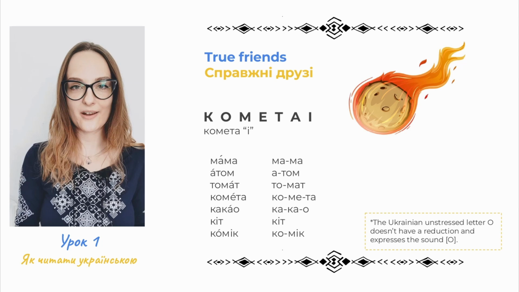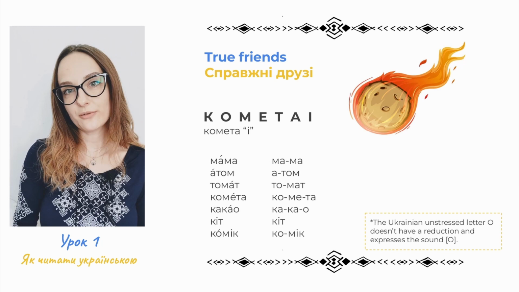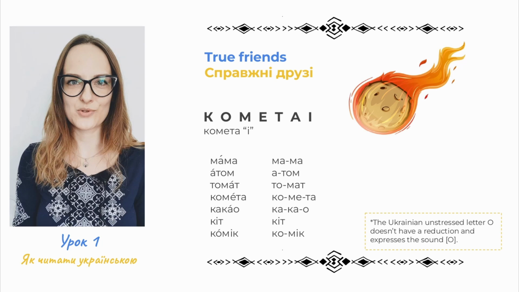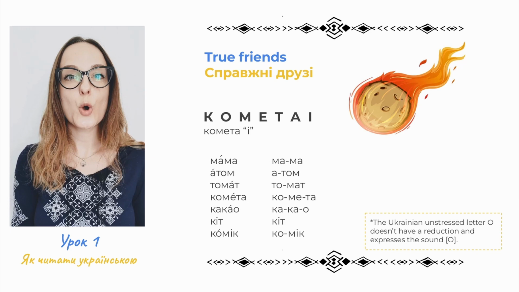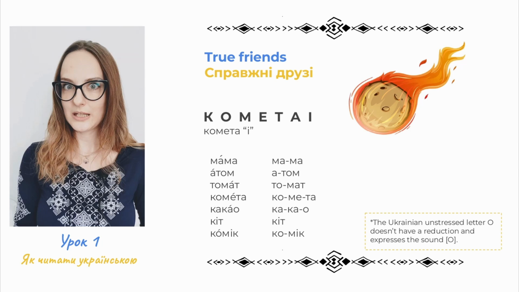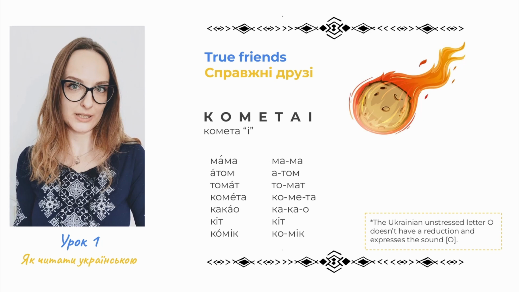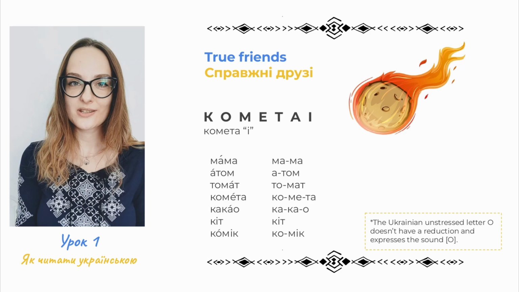Here we have the letters that are your true friends. They look absolutely like the letters in the English alphabet, or in Latin script, and they have almost the same sounds. You can memorize them by the phrase "комета І". Imagine that a comet is flying to the Earth and wants to kill everyone, and the name of this comet is E. Just memorize this association and you will always remember the letters that are read the same as in English, but in Ukrainian. Комета І. So, we will start to read the words from these letters.